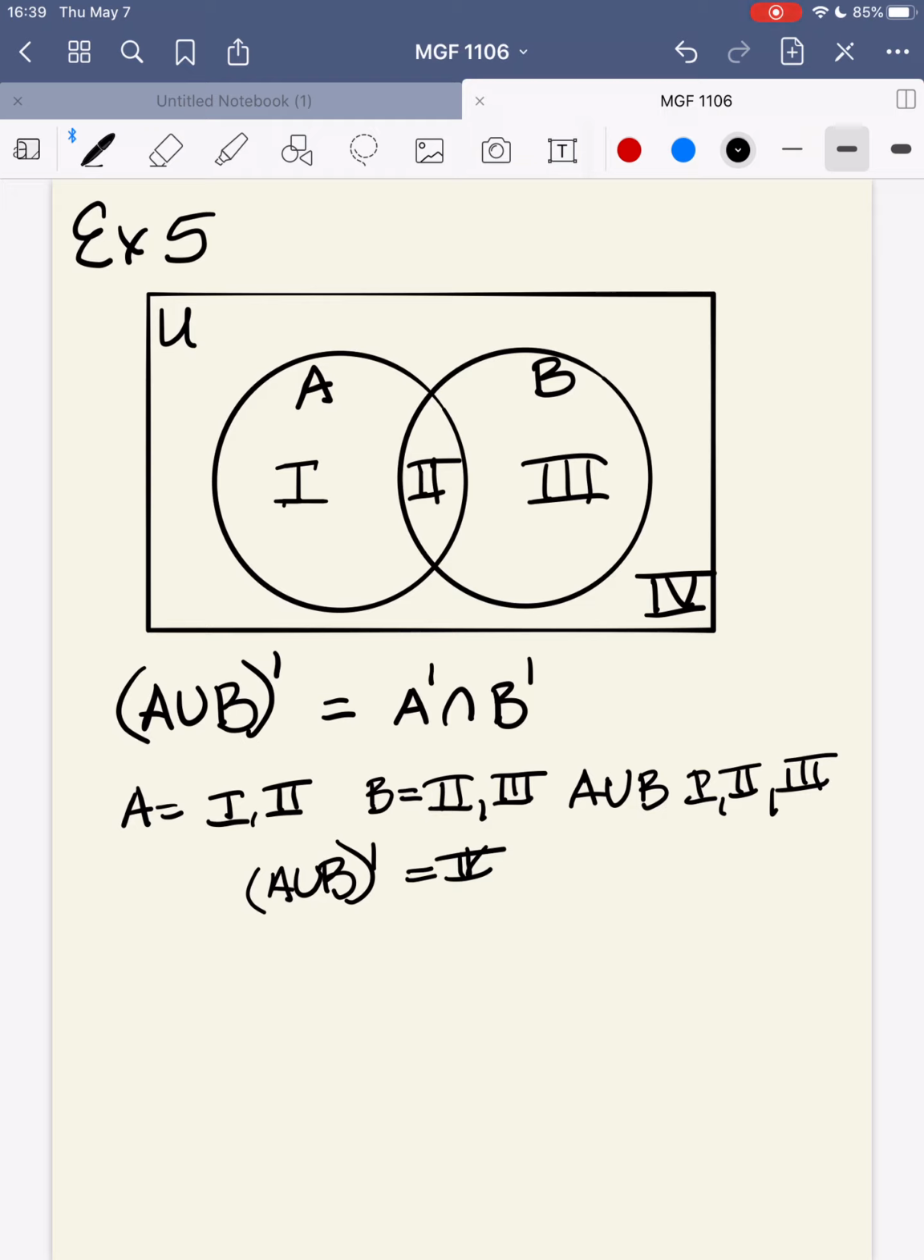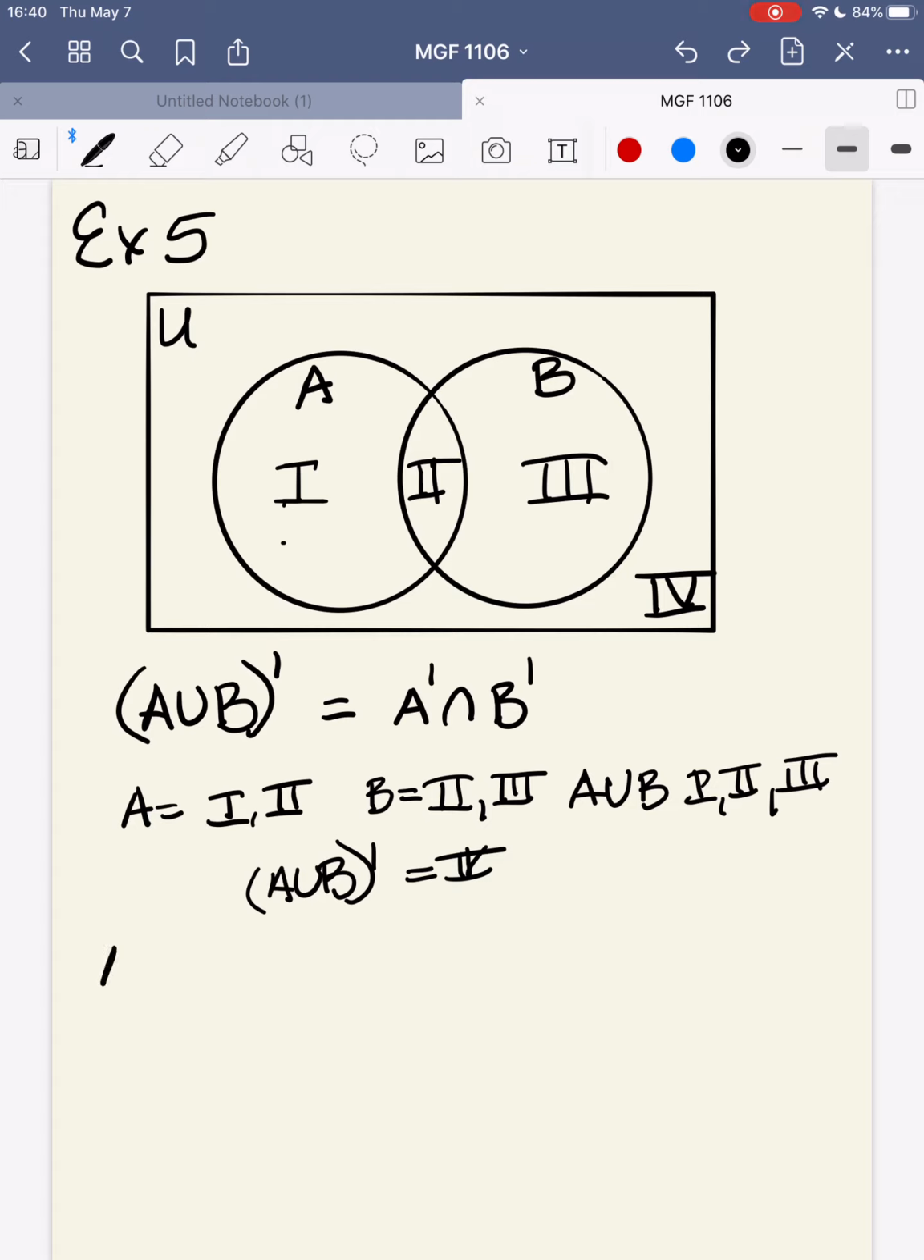Okay. And remember, the union of these is those things, right? It includes one or the other or both. So what is not those is the universe. So you could have done it a lot quicker using De Morgan's laws.